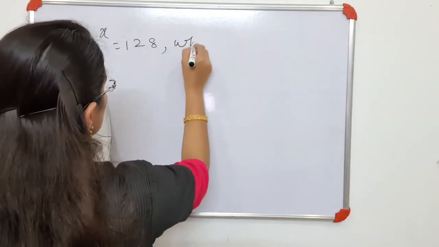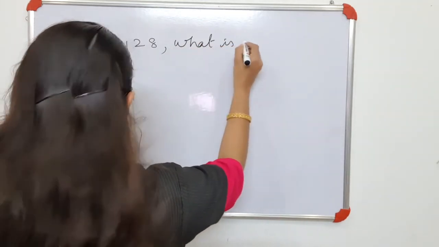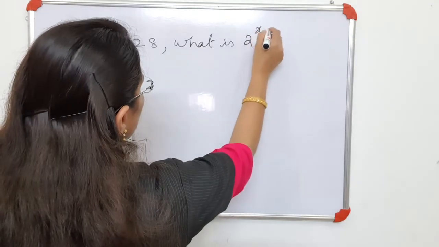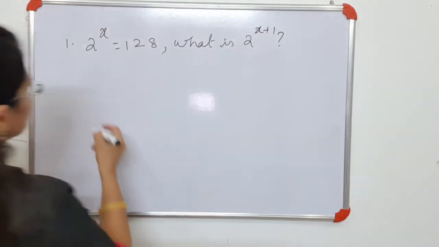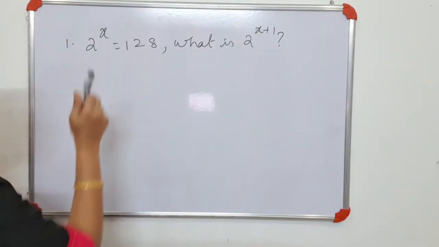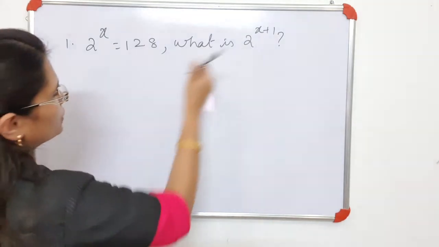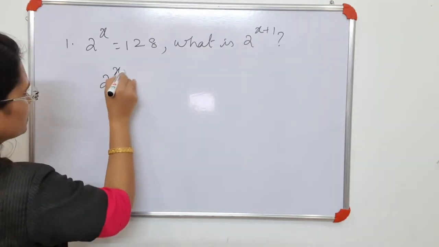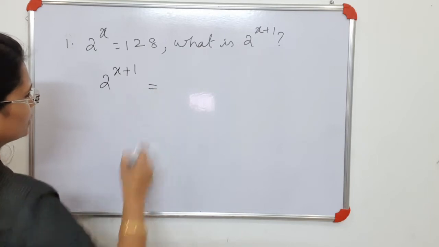What is 2 raised to x plus 1? So 2 raised to x is given as 128. What is 2 raised to x plus 1? 2 raised to x plus 1 is equal to what?